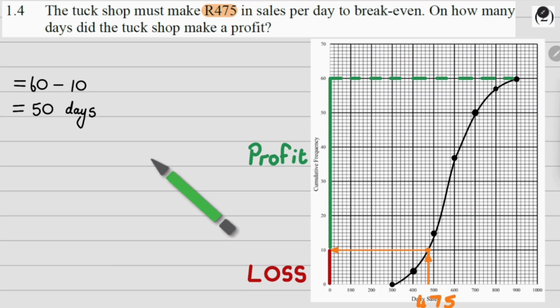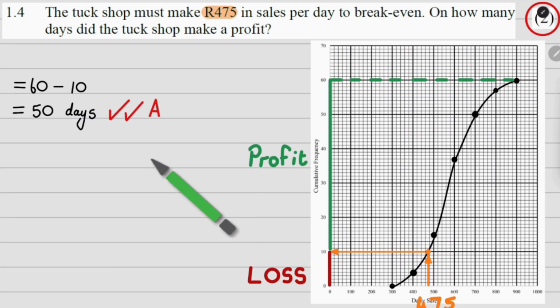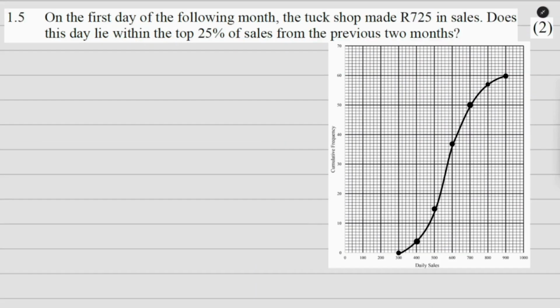And you purely get your marks from the answer here. 2 marks purely for the answer. In question 1.5, the tuck shop made 725 Rand in sales, and we need to know, does this lie within the top 25% of sales from the previous 2 months? So we actually need to know where the top 25% is to determine whether the 725 Rand falls within it. And 25% of something is a quarter of something, so we're going to have to use quartiles to solve this.